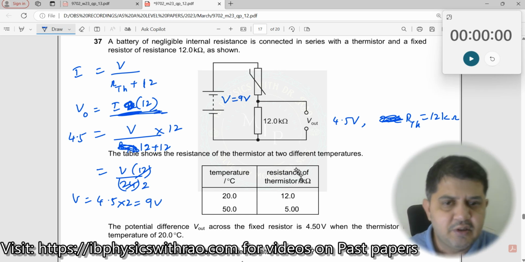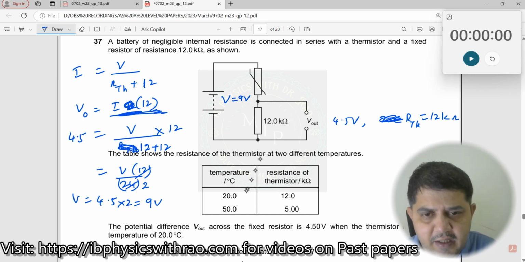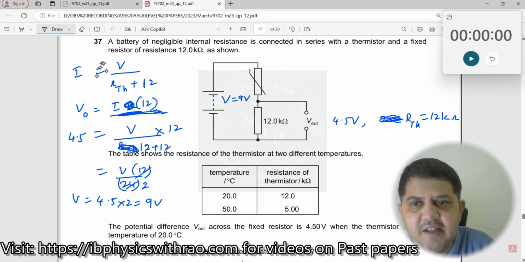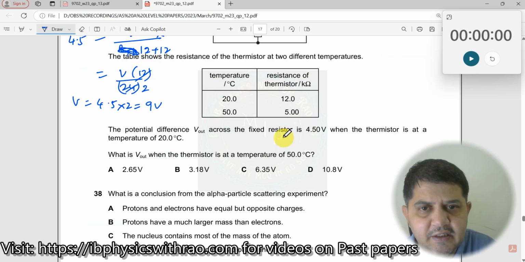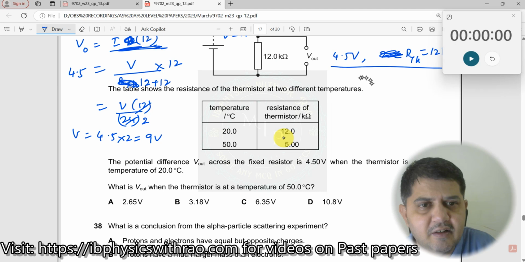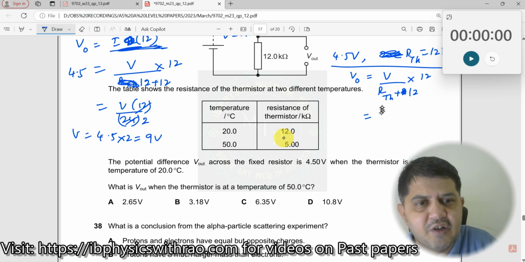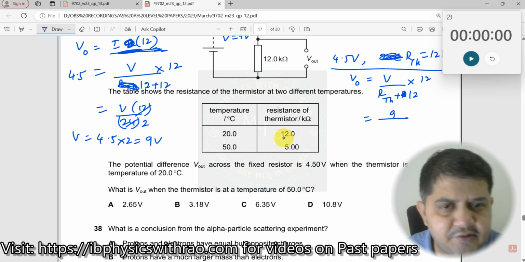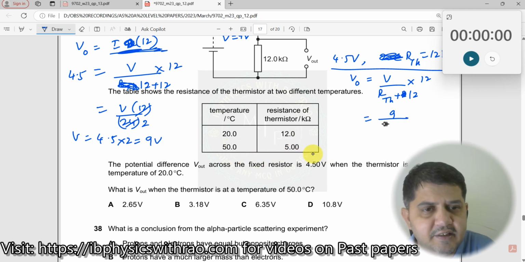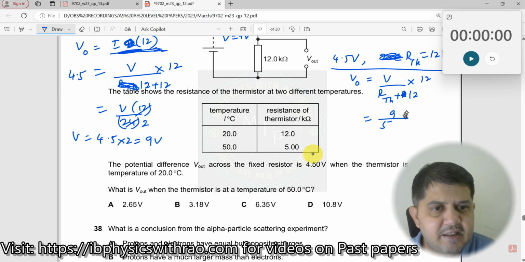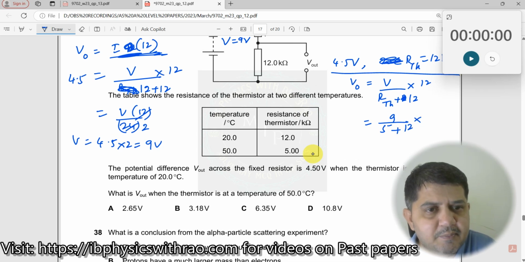Okay, next we are going to find V out at the other temperature, 50 degrees. How do we do it? Once again, use the same formula. V output is equal to V divided by RTH plus R, multiplied by R, where R is 12K. V is 9, and RTH at 50 degrees is 5. So I write 5 plus 12, multiplied by 12 over here.